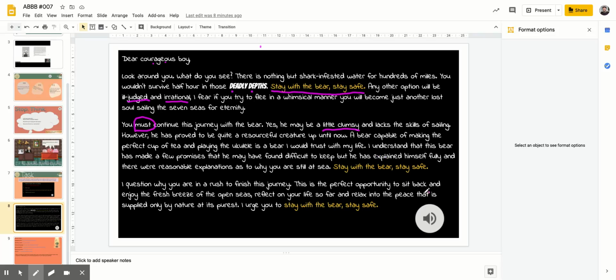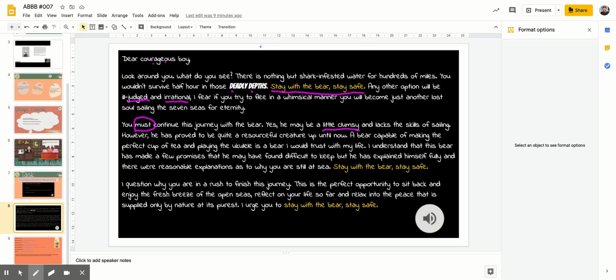Again, I'm using a little bit of humour here, aren't I? In reality, I wouldn't trust a bear with my life, even if he can make a perfect cup of tea or play the ukulele. But I'm explaining to the boy that this is an exceptional bear. He can do things that other bears can't do. And saying "I would trust him with my life" is another strong, powerful, emotional phrase which is going to persuade that boy to stay with the bear.